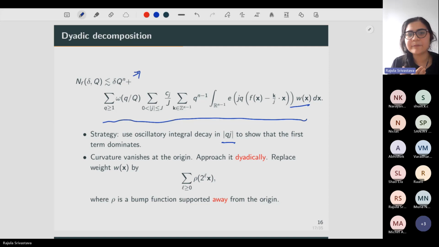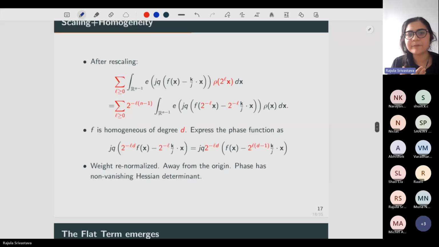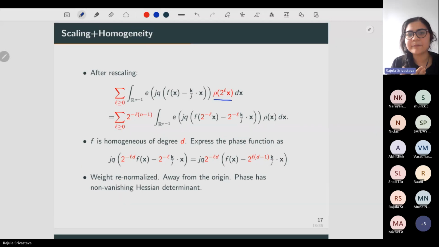I do what harmonic analysts always do. We make a dyadic decomposition based on how far you are from the origin. So for that, I will replace my weight by this dyadic partition of unity, which is a sum over these dyadic scales in L, and each piece basically measures how far you are from the origin. So I've replaced my weight function by a smooth partition of unity across these annuli around the origin, dyadic annuli.